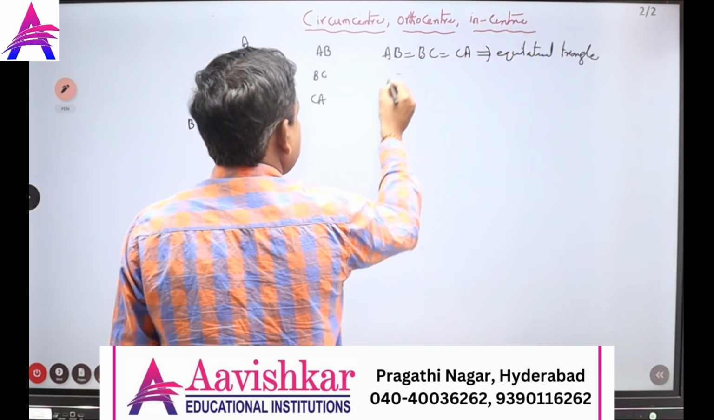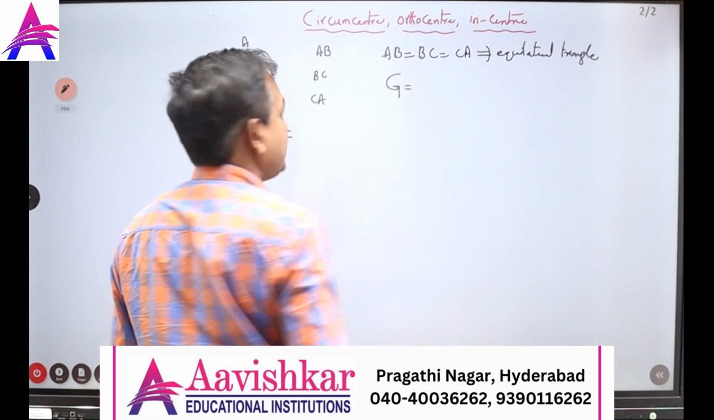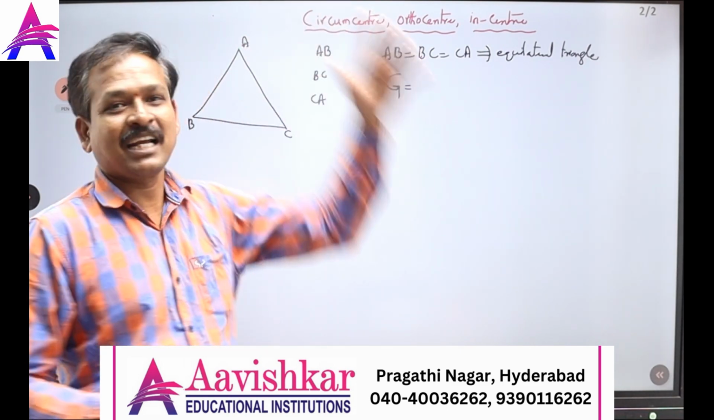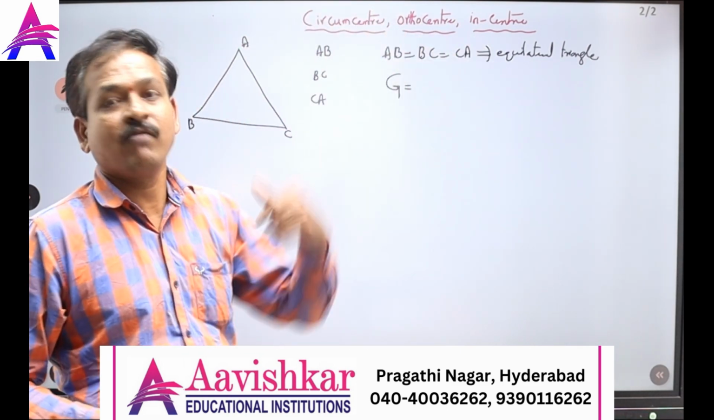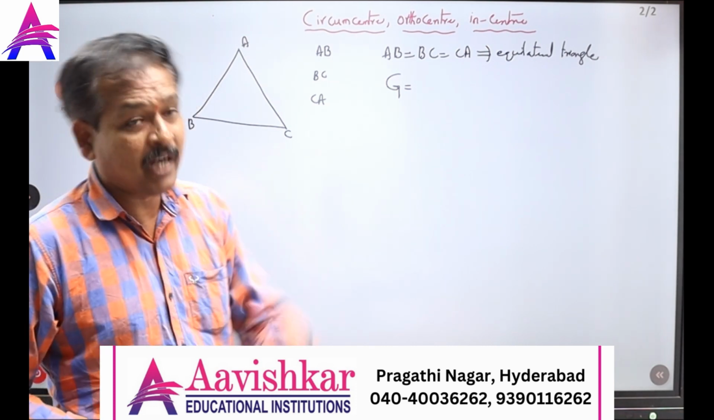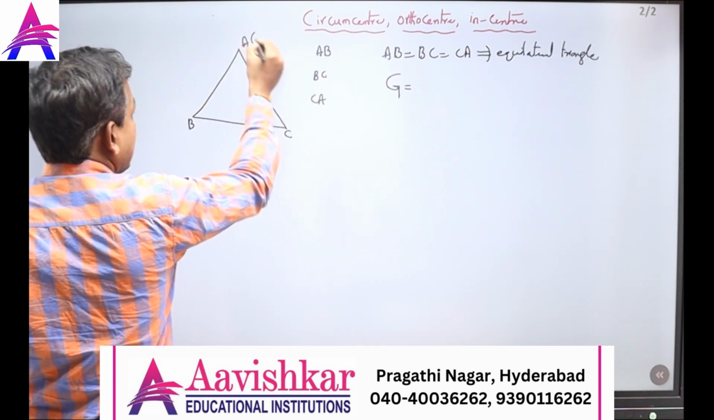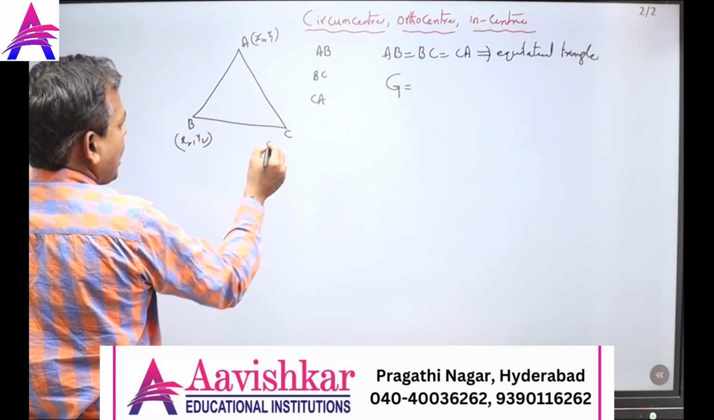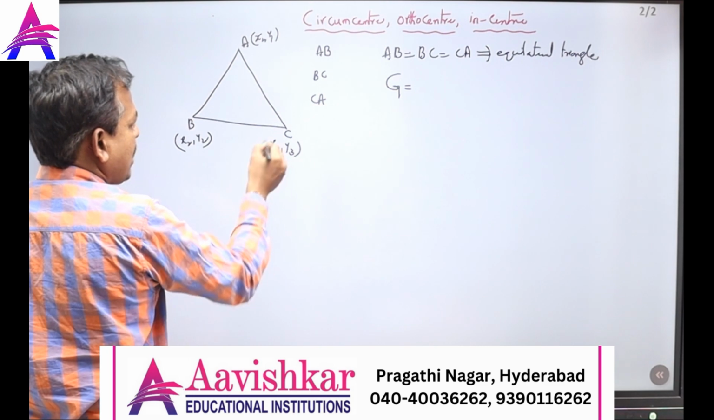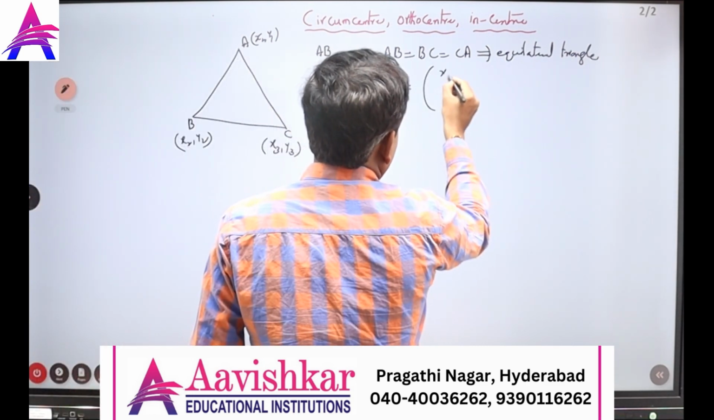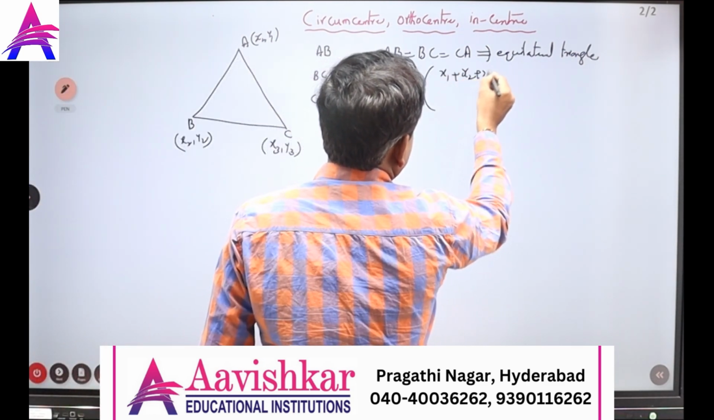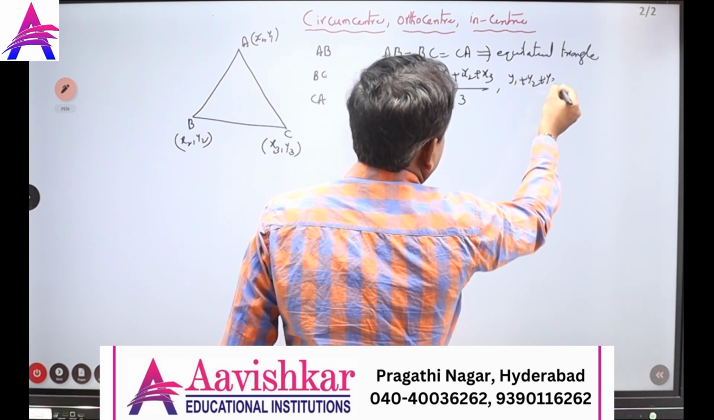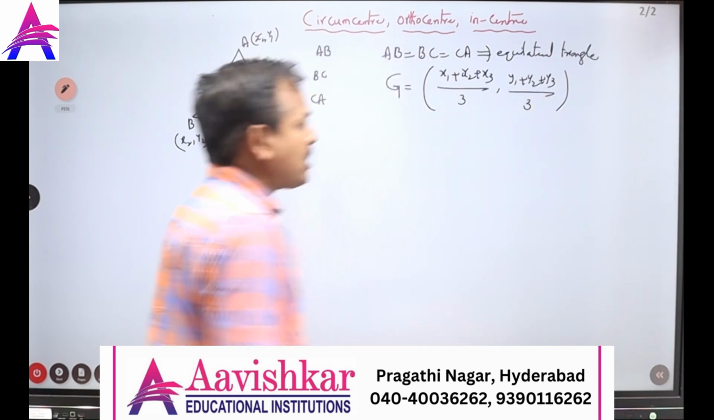now that is G. What is G here? The centroid. The centroid itself is going to be the circumcenter, orthocenter and incenter. What is the formula to find out the centroid? If you know the three vertices, x1 comma y1, x2 comma y2 and x3 comma y3, the centroid formula, which you already know, is (x1 plus x2 plus x3) by 3 comma (y1 plus y2 plus y3) by 3. So this is the centroid formula, children.